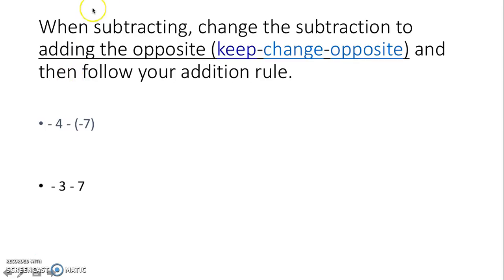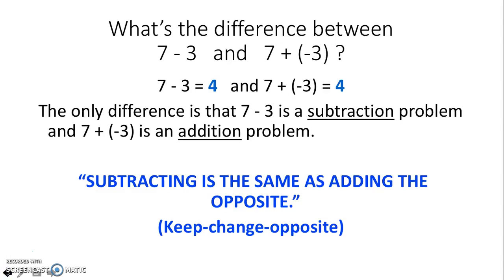You don't have to write this part down, but what is the difference between 7 minus 3 and 7 plus negative 3? Well, 7 minus 3 is 4, and 7 plus negative 3 is 4. You might say, that doesn't make any sense. The only difference that I want you to remember is that 7 minus 3 is a subtraction problem, and 7 plus negative 3 is an addition problem. That's the only difference. Subtracting is the same as adding the opposite.